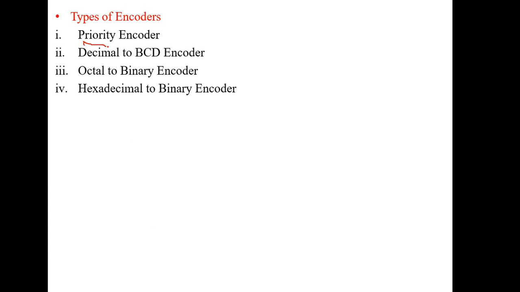What does priority mean? We give priority to a particular bit. If that bit is high, it will take care of it, and the other bits, whatever they are, don't matter. Similarly, there are the decimal to BCD encoder, octal to binary encoder, and hexadecimal to binary encoder. These are the different encoders we can build. Now first, let's discuss the priority encoder.